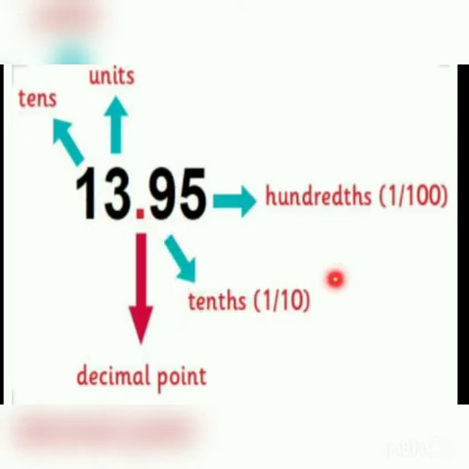Tenths means 1 by 10. Then comes the second place value, hundredths. What is hundredths? 1 by 100. You know here the place value means, 3 means what? 3 into 1. 1 means what? 1 into 10. Similarly here 9 into 1 by 10, 5 into 1 by 100. That is the difference between the place value before and after the decimal point.